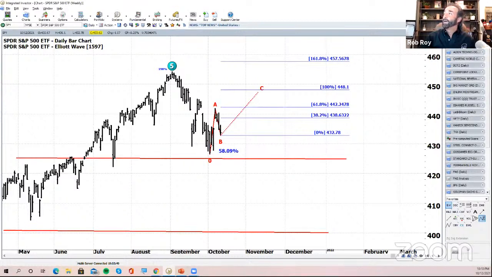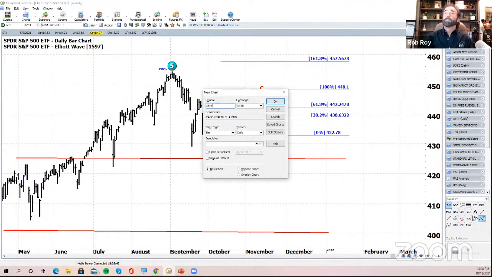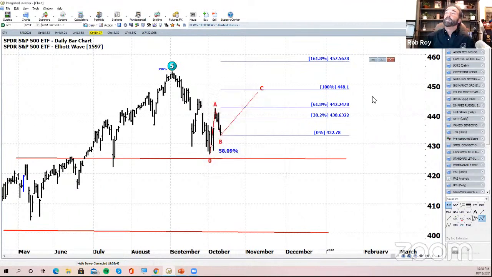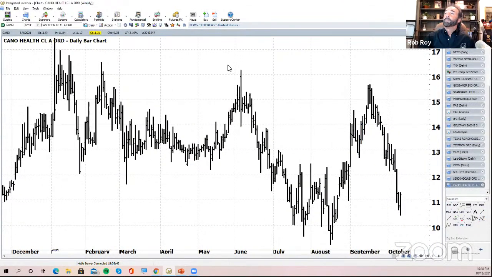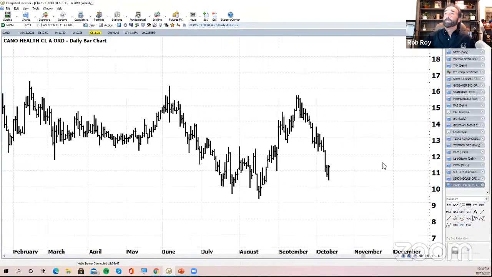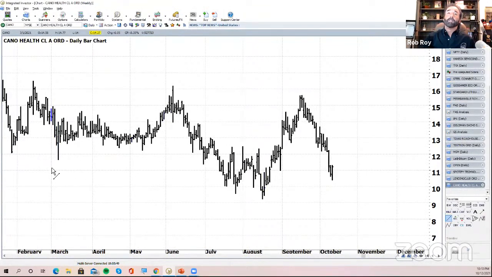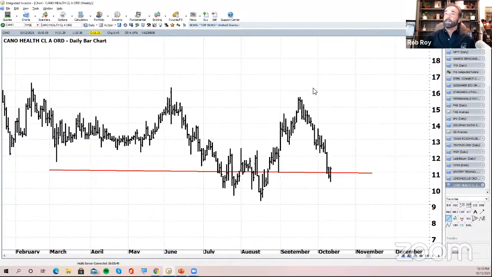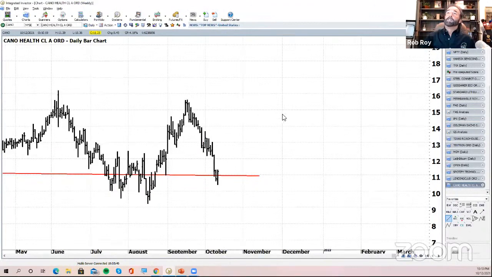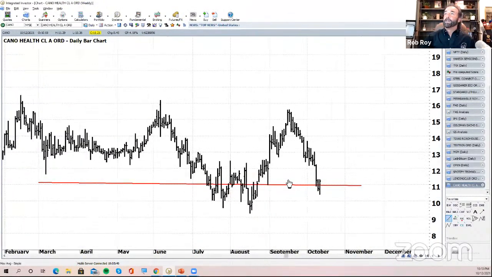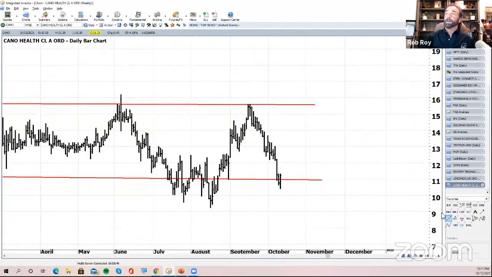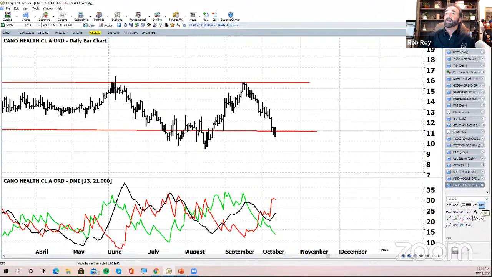Cano Health, Robert, I don't know that symbol. Is that CANO? Is that the symbol for it? Yeah, okay. So I do know it. Down at an awful lot of support here at 11. It's another one of those stocks that are looking for some sort of a big turnaround. Is this cannabis or is this something else? But now we have a trading range, right? 11 to 15.